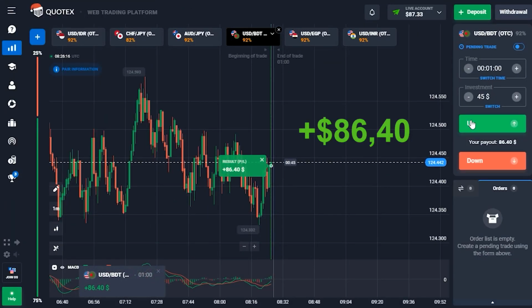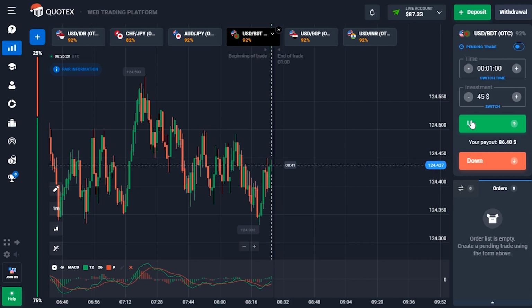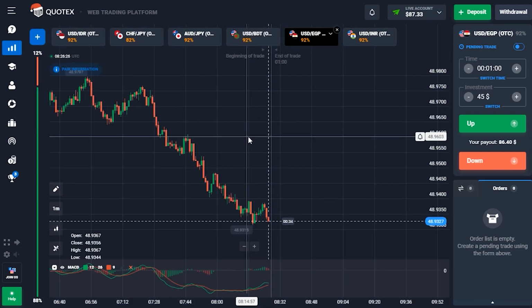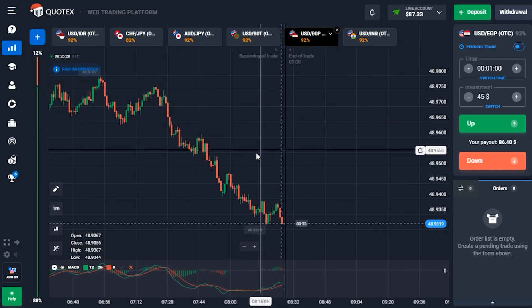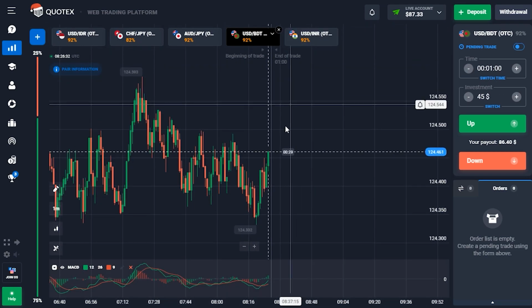I'm in profit. You see, I was able to predict that an increase in prices is expected at the moment, and it was the right decision. Let's move on to the next currency pair. Here we see a clear downtrend. Let's delete this currency pair, and let's move on to the United States dollar and Indian rupee.